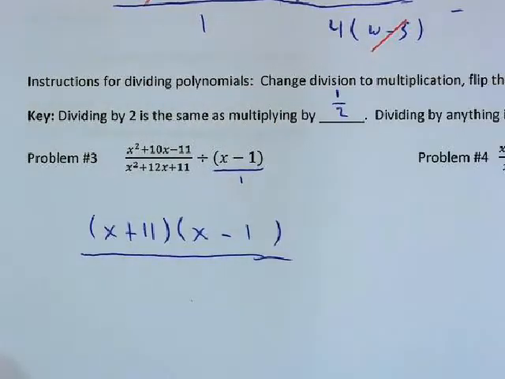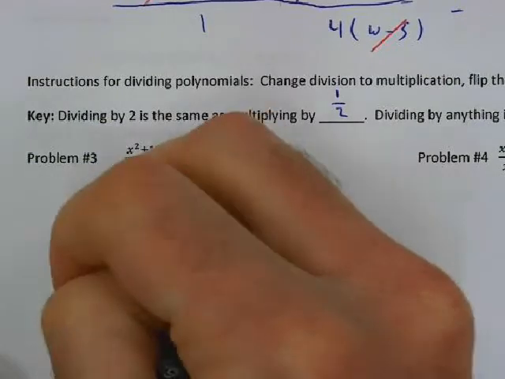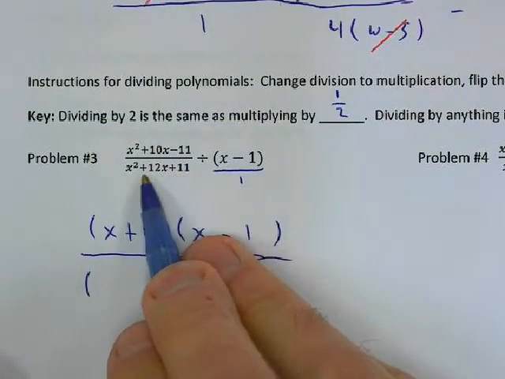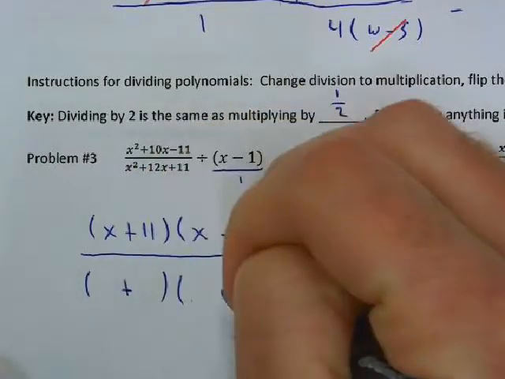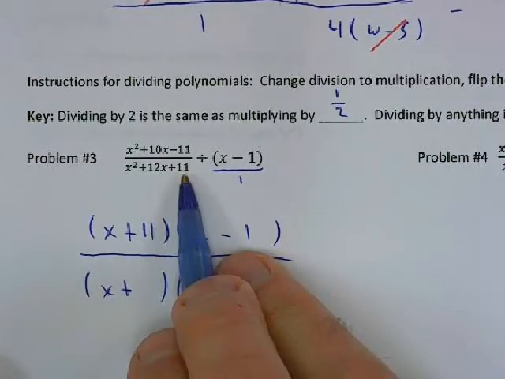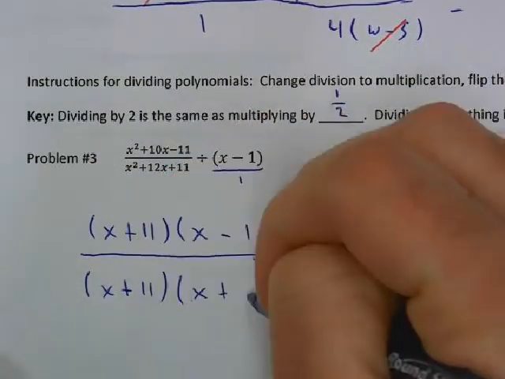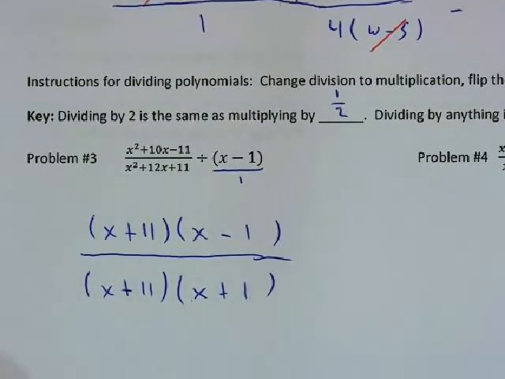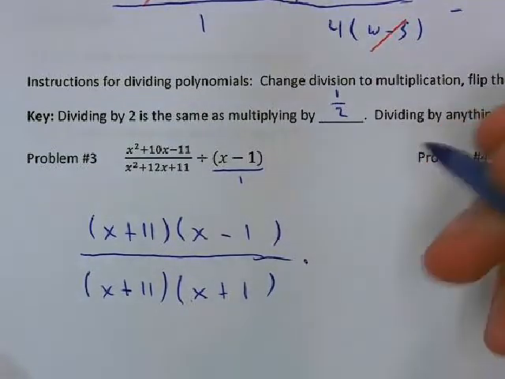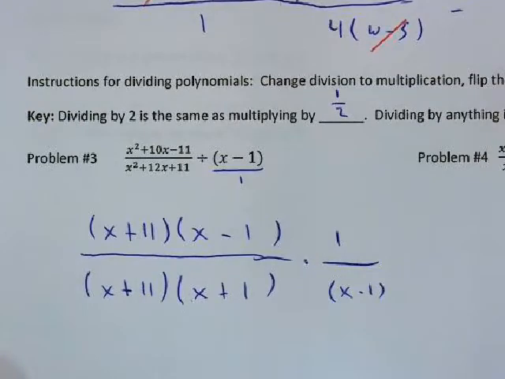Okay, and then on the bottom, I want to factor this trinomial. So it's also going to be two binomials. My signs are the same, they're both positive. Got to have x and x to get x squared. And what multiplies to 11 and adds up to 12? Obviously 11 and 1 again. And now I have those things factored. And then times, we want to flip this fraction and make it 1 over x minus 1.